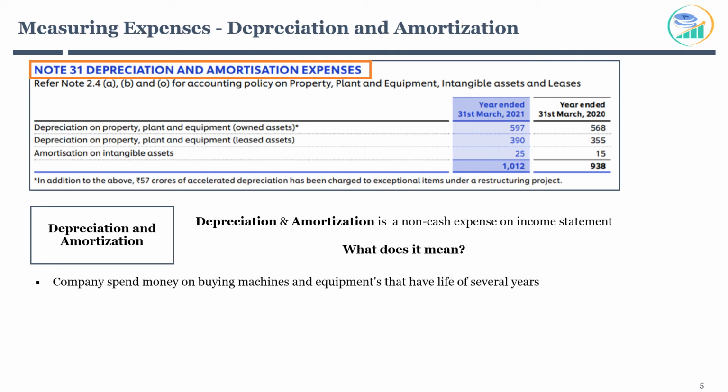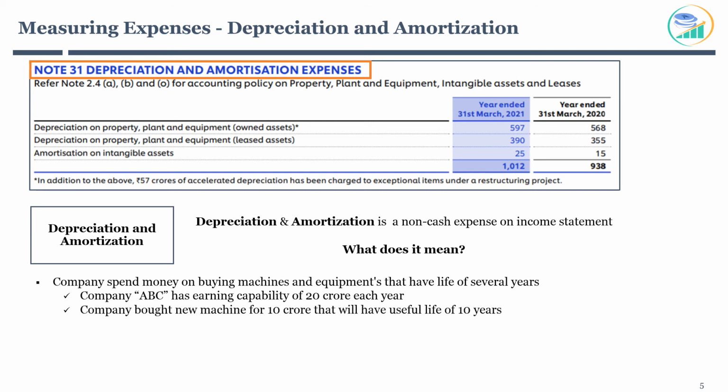Let's assume company ABC has earning capability of 20 crore each year. The company bought a new machine for 10 crore that will have an expected life of 10 years. The company will pay upfront cash to buy the machine. If you add 10 crores under the expense, the company's income statement will be skewed for that year and will not reflect the true earning capability.